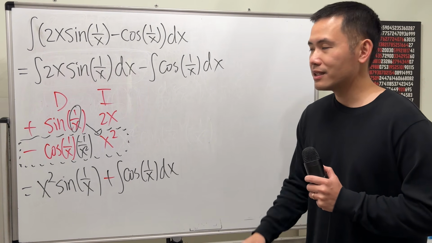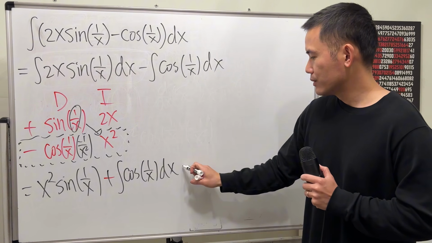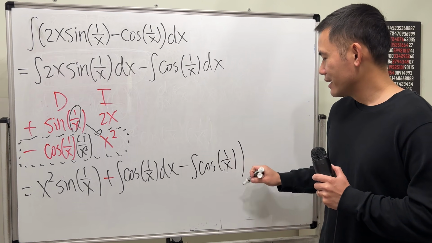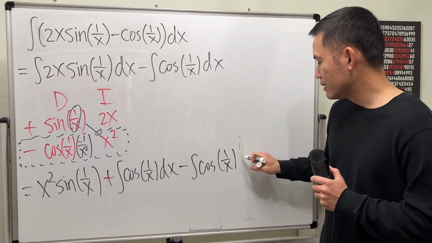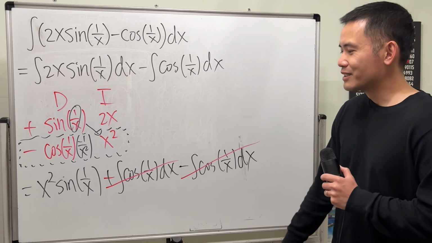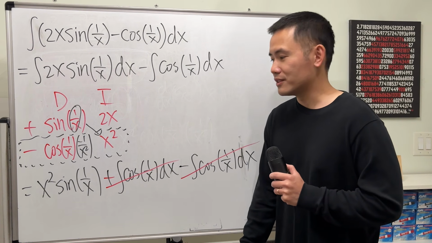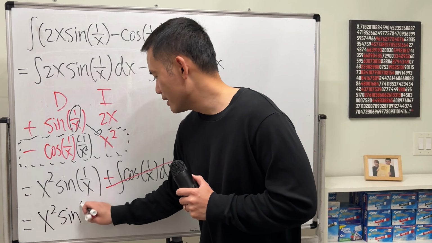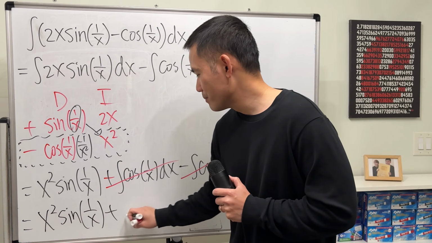Okay, and guess what? If you bring this down, minus the integral of cosine of 1 over x, it just happens to be that they cancel each other out. So you don't get any non-elementary functions. So the final answer is x squared times sine of 1 over x plus c.